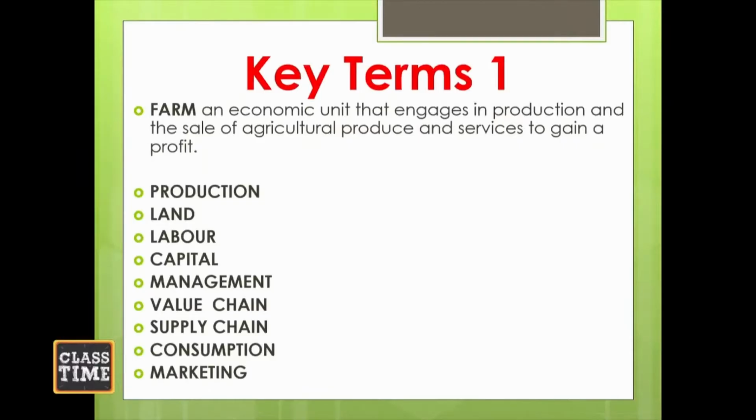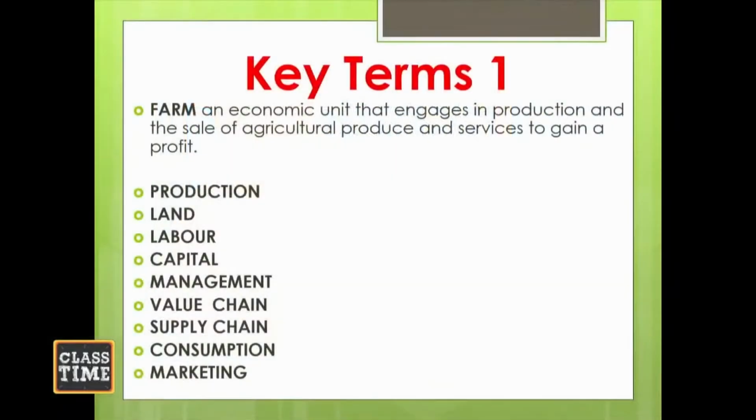Key terms for today. Farm. A farm is an economic unit that engages in production and the sale of agricultural produce and services to gain a profit. Now, key parts of this definition are: one, economic unit; two, agricultural produce and services to gain a profit. Key terms, profit and economic unit.